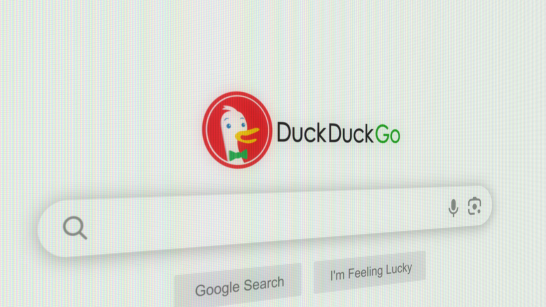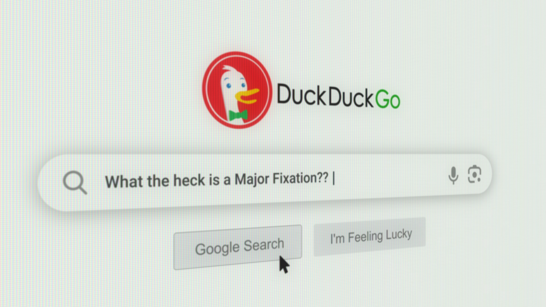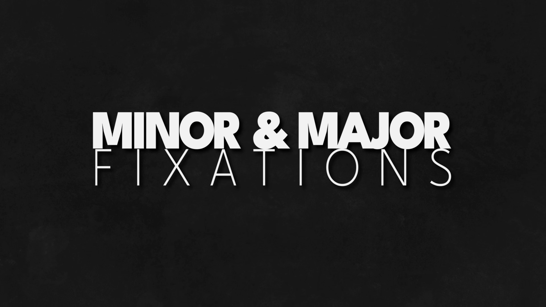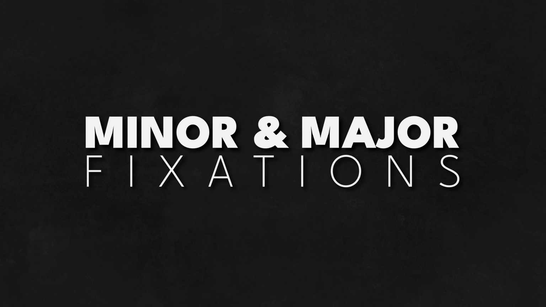Right, so in order to understand what a major fixation triangle is, you first need to understand what the heck is a major fixation. You see, in most best-selling novels, the protagonist doesn't have just one goal. If you pay close attention, you'll notice that in reality, there are 2 sorts of goal at play, and each has its own specific purpose. These are called the minor and major fixations.